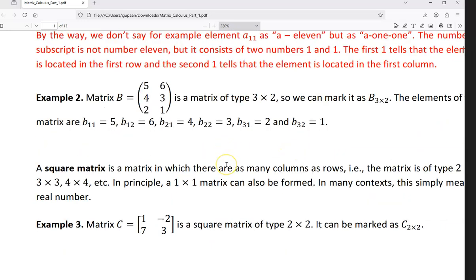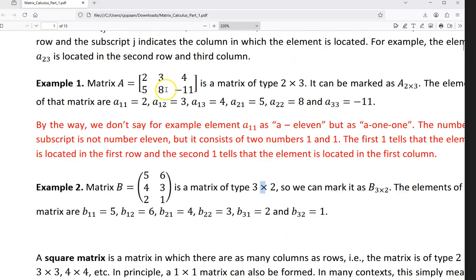And there is another example there also, a matrix of type 3 by 2. In Finnish we would say matriisi on tyyppiä 3 kertaa 2. This multiplication mark there, we say kertaa, 3 times 2 actually, if you translate that in English.